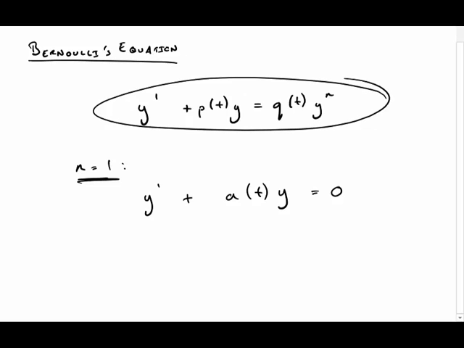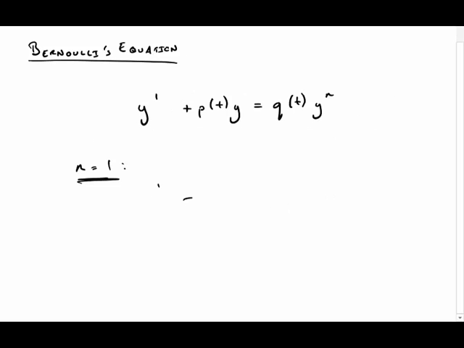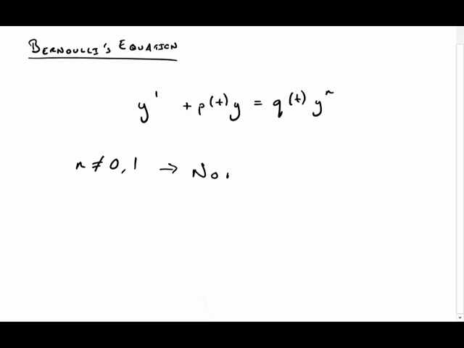So what we want to do is consider all other values of n. When n is not equal to 0 or 1, what do we get? Well, we get a non-linear first order differential equation. Right, but what we can do is employ a special trick, and the special trick is basically making a substitution.